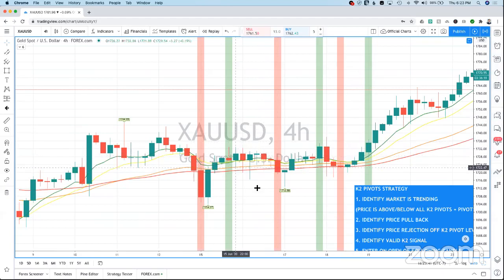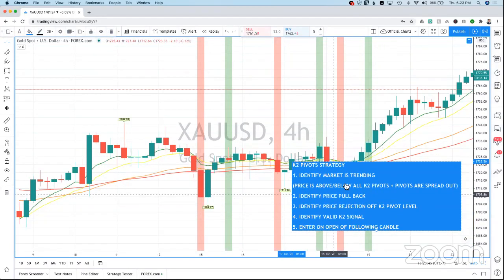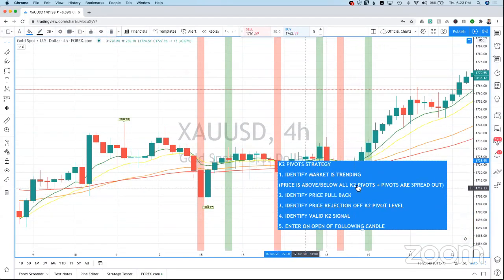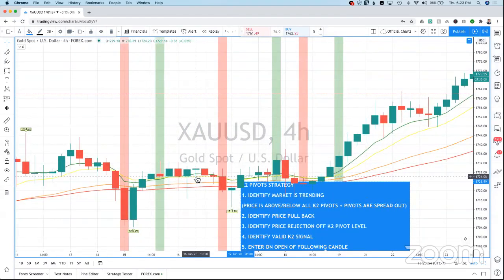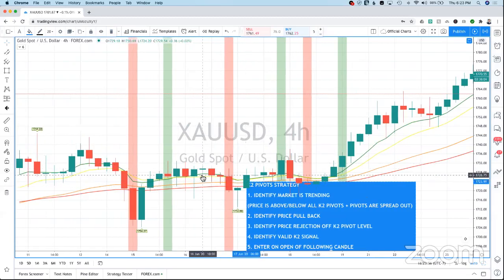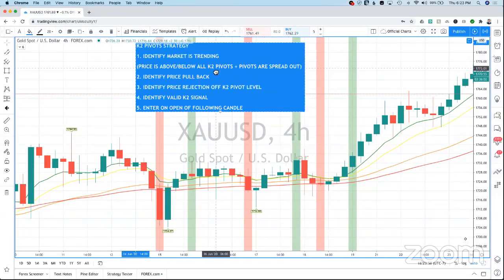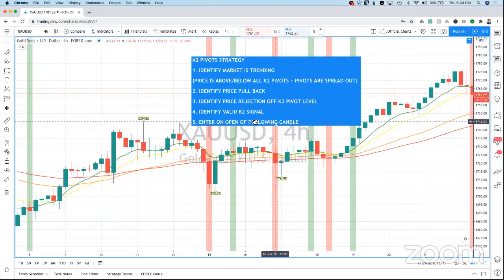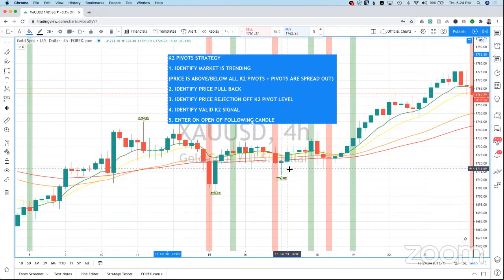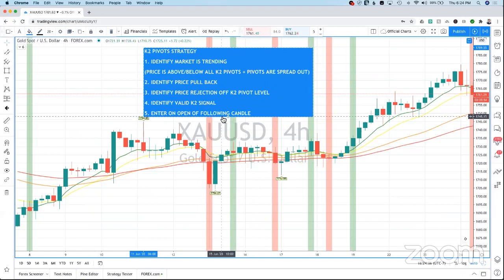So although it looks like it's consolidating, technically this would classify as market trending upwards because price was above all K2 pivots and the pivots were spread out. There's space between the green and the yellow right here. Although it doesn't look like it's spaced out very much, technically it would still apply. Even though I wouldn't take this trade, I'm just telling you guys that it's still valid. So pretty much we identified the trend.